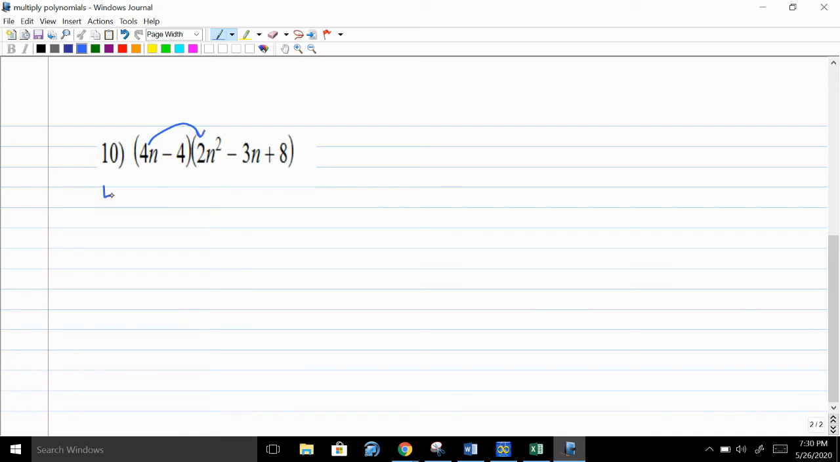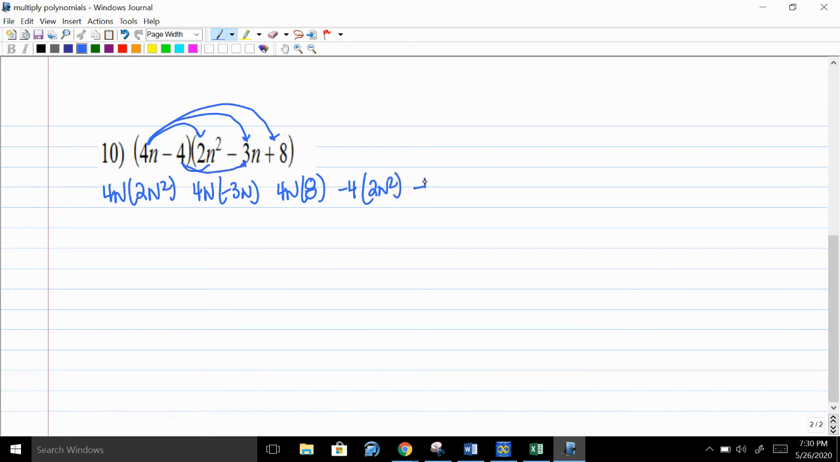4n to 2n squared. 4n to -3n. 4n to 8. And then we would go back and we would do the exact same thing with the -4. -4 to 2n squared, -4 to -3n, and -4 to +8. So I'm distributing here.